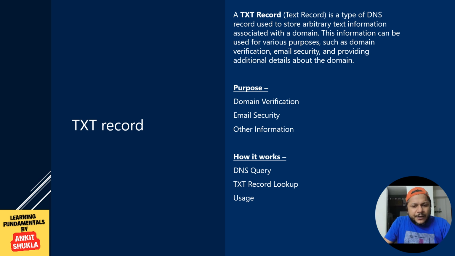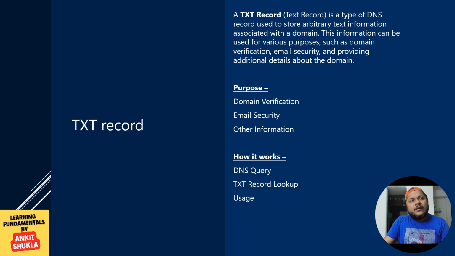Next up, we have email security. That's one of the other purposes of the TXT record. TXT records are used for implementing email security protocols like SPF and DKIM. SPF stands for Sender Policy Framework. DKIM stands for DomainKeys Identified Mail. These protocols help you prevent email spoofing and ensure that the emails are from legitimate sources.